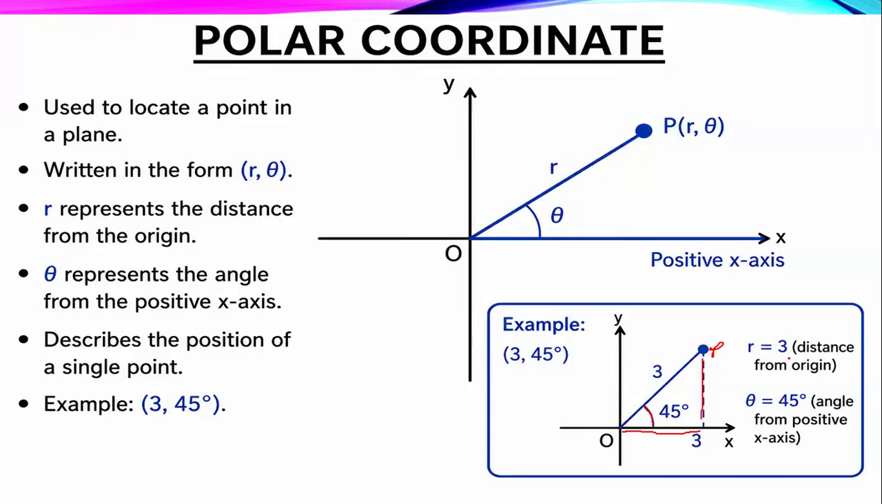So as it says, r is equal to 3, which is our distance from the origin, and theta is basically the 45 degrees, which is an angle from the positive axis. It's a positive angle in this case here.